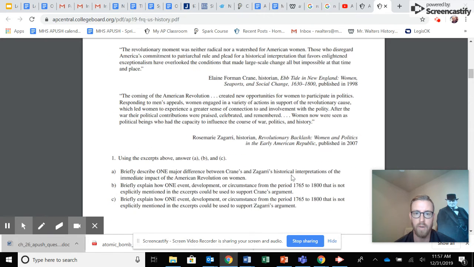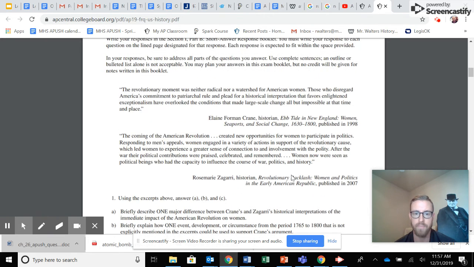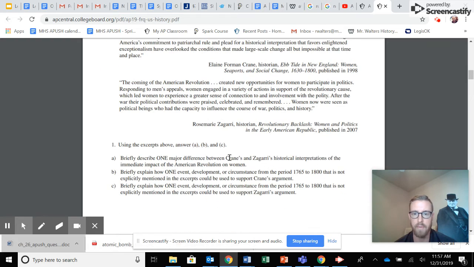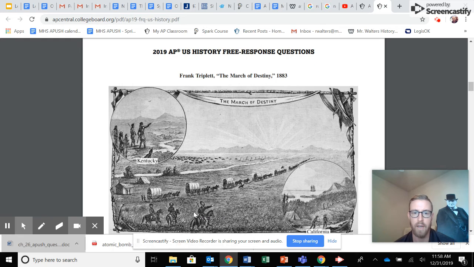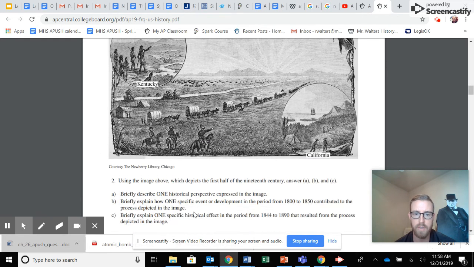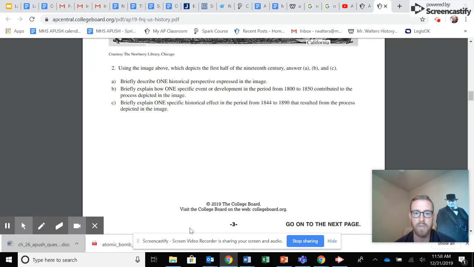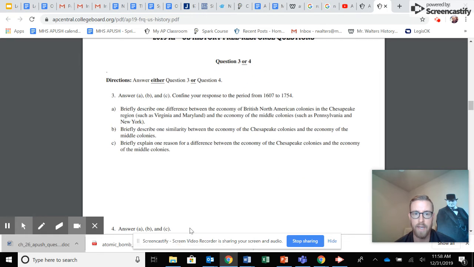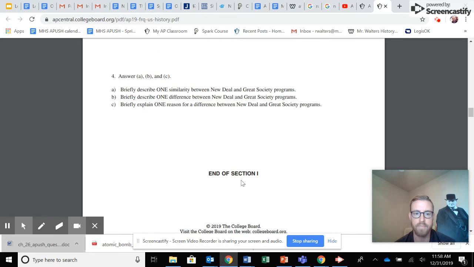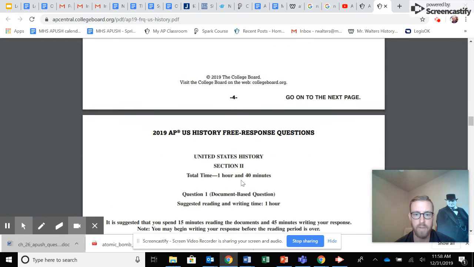Notice they give you two quotes here, and they then ask you to describe a major difference between the interpretations, and one event that is not mentioned that supports their arguments. Here's another short answer question where they show you this image and ask you to briefly describe a perspective that's expressed in the image. And then lastly, they ask you questions directly about the colonies. And again, that's a short answer question.